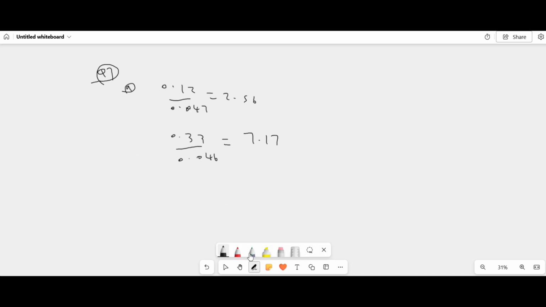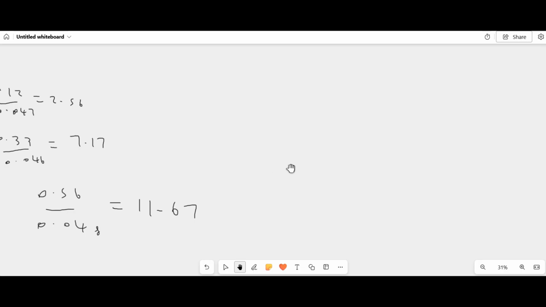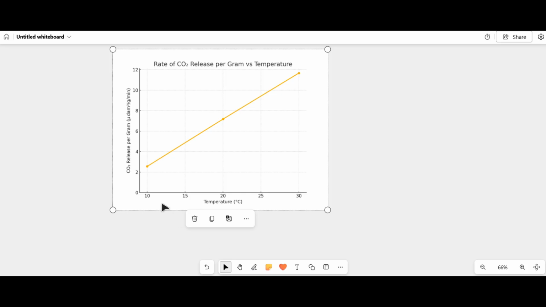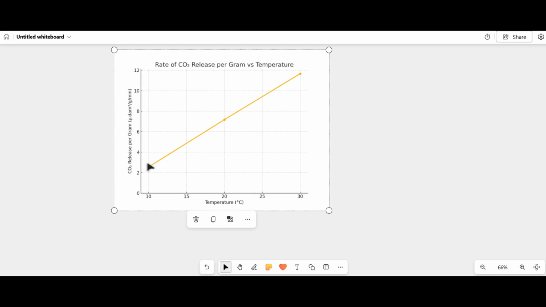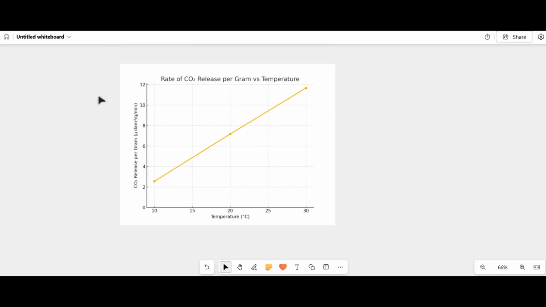that, and then 11.67. Then what you want to do is put rate on the y-axis, temperature on the x-axis. And you want to draw this graph here, so make sure you got these increments here, and then increments up here, label it. And then it's going to be a straight line graph here, so just draw the points and connect it by a straight line. And that's it.